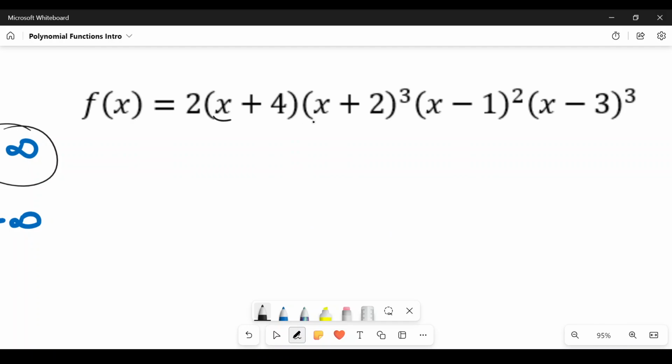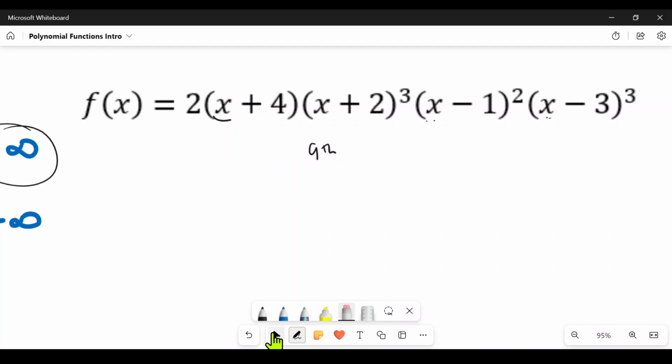This is a 1, 2, 3, 4, because of that, 5, 6, 7, 8, 9. This is a 9th degree polynomial. Again, just to double check, remember we're looking at the exponent on that bracket. I've got 1, 2, 3, 4, 5, 6, 7, 8, 9. This is a 9th degree polynomial.